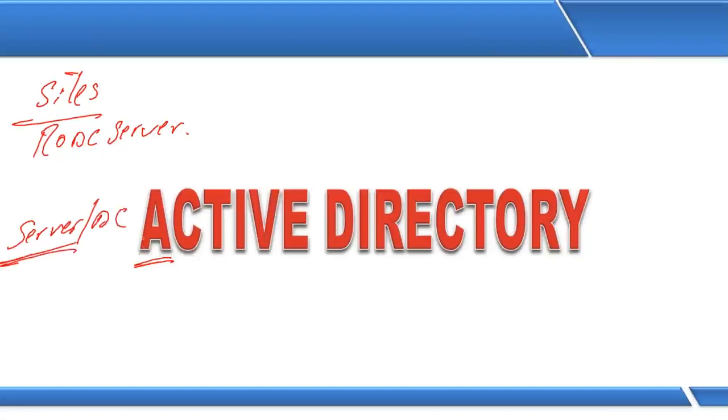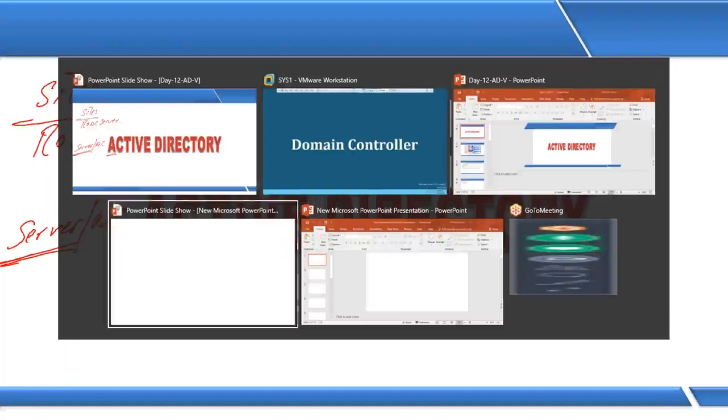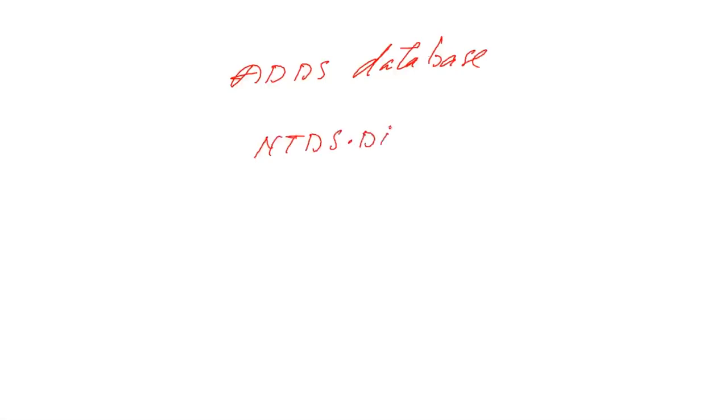Now your entire network information is available in the server, right? All clients, all users, all user passwords, user permissions, user settings. The entire network information is available in the server. But where is this information going to be stored? It is stored in our Active Directory Domain Service database file. The Active Directory Domain Service database file name is ntds.dit, new technology directory service dot directory information tree.